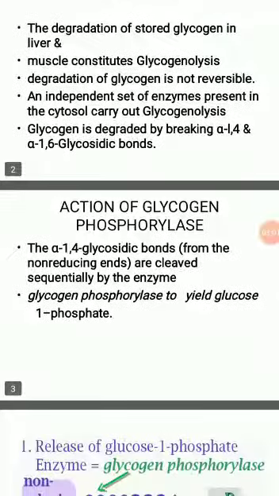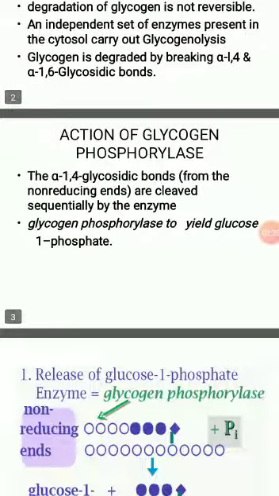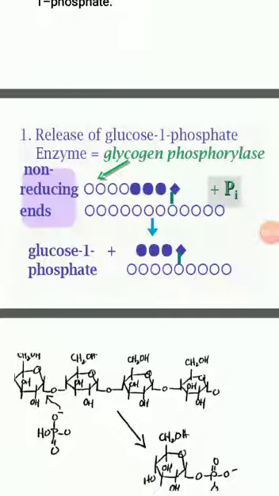Now let us see the action of the glycogen phosphorylase enzyme. The alpha 1,4 glycosidic bonds from the non-reducing ends, we have already discussed in glycogenesis. I showed you the slide with the non-reducing end and reducing end. The alpha 1,4 glycosidic bonds from the non-reducing end are cleaved sequentially by the enzyme glycogen phosphorylase to yield glucose 1-phosphate. You can see in this slide how the release of glucose 1-phosphate happens, where glycogen phosphorylase is acting on the non-reducing end.